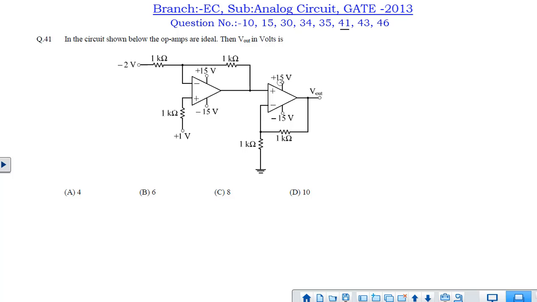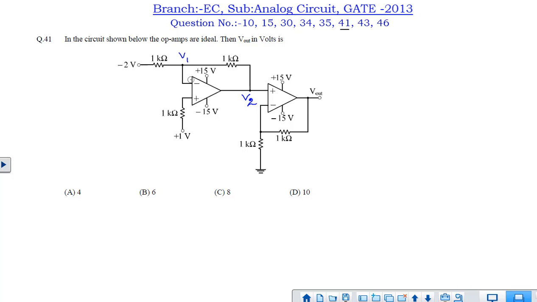Next question is question number 41. In this question, simply two op-amp amplifier circuits are cascaded here. We have to find out what is the output voltage. Suppose voltage at this node is V1 and at this node is V2. So if we see there is negative feedback, hence the virtual ground concept will come into play.